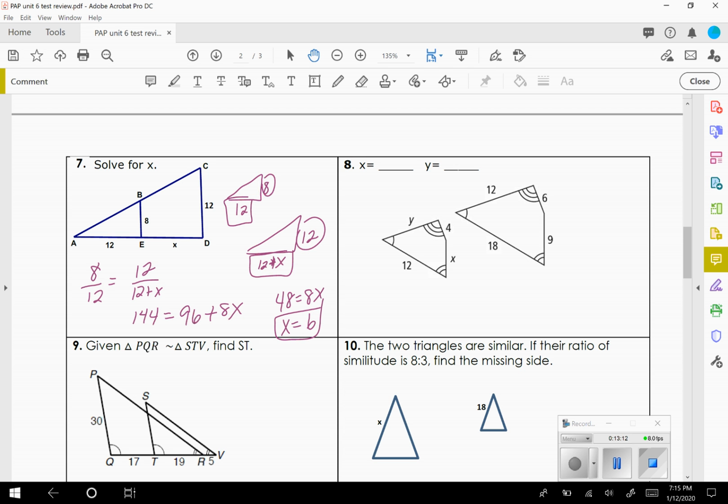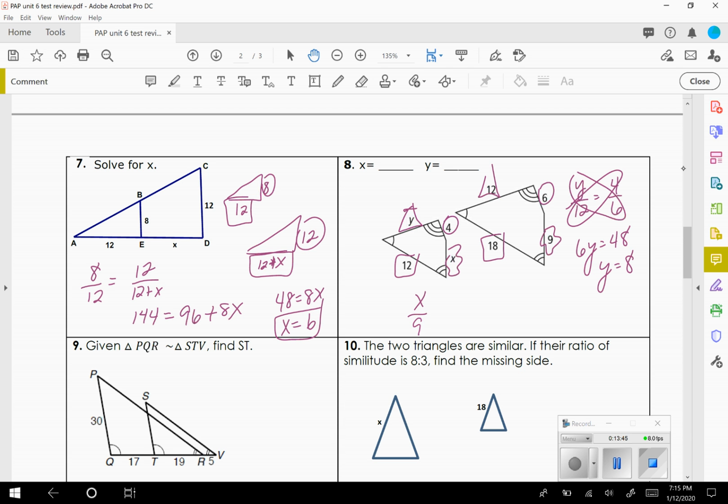Okay, on this one we have to solve for both x and y. Okay, so the 4 and the 6, those match. 12 and the 18, those match. And then the y and 12, and then your x and your 9. Okay, easy thing to do here. So we have y over 12 is equal to 4 over 6. So cross multiply. So 6y is equal to 48. So y is equal to 8. Okay, and then we have x over 9. We can use the same one, 4 to 6.